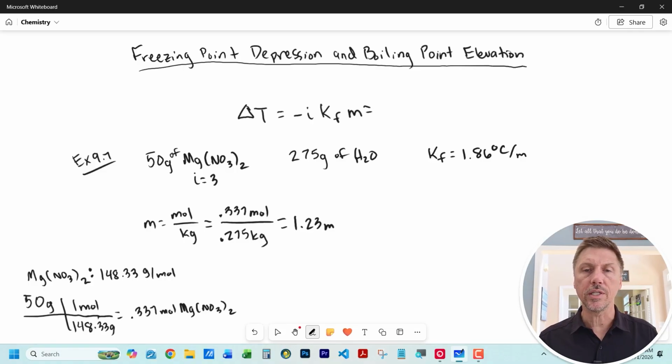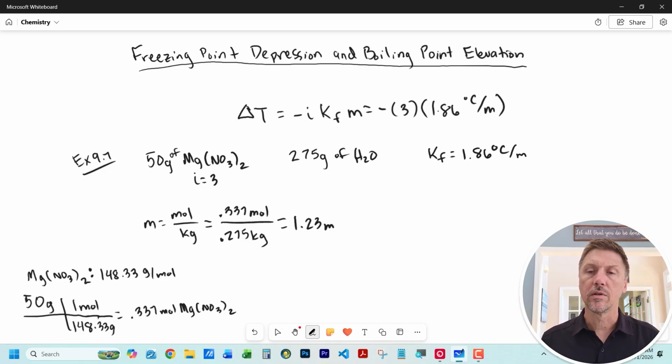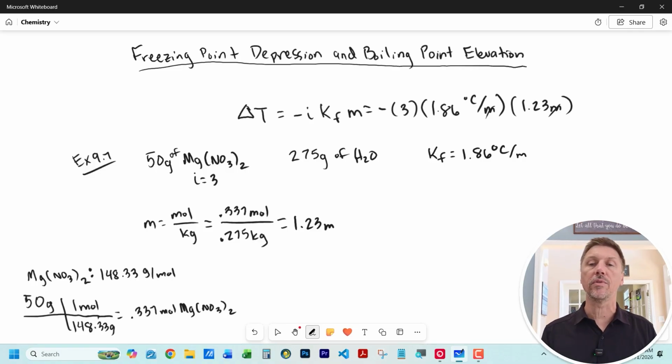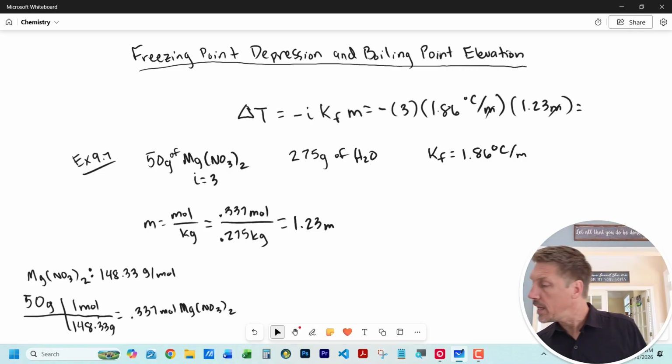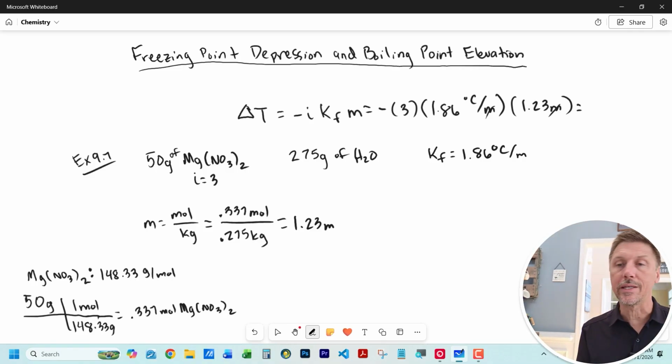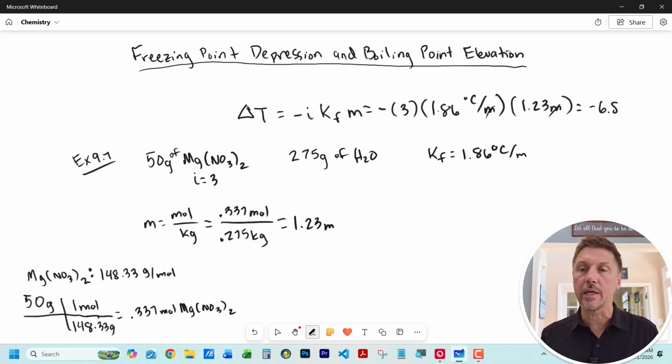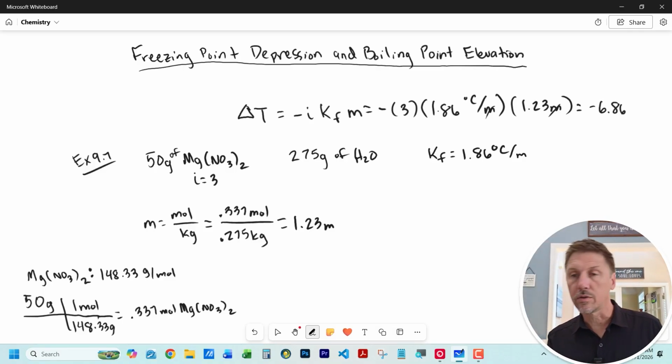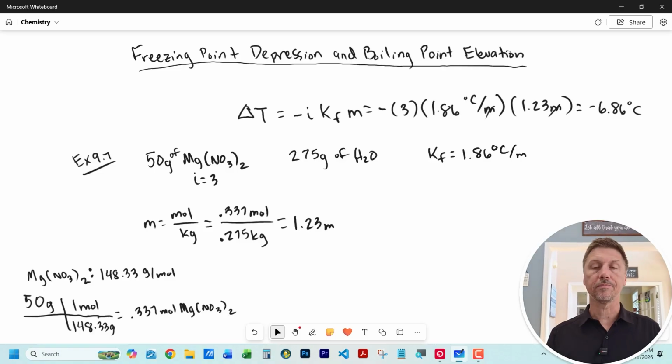That means that the change in T is going to be negative. We've got 3 ions, so negative 3 times the Kf, which is 1.86 degrees Celsius over molality, times 1.23, that's our molality. Our m's cancel out here, and so we're going to be left with a value that is degrees Celsius. And again, plugging that in our calculator, we get negative 6.86 degrees Celsius. All right.